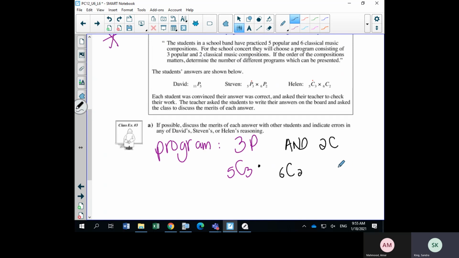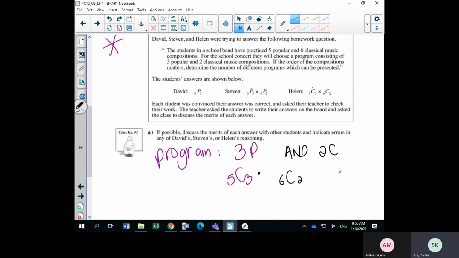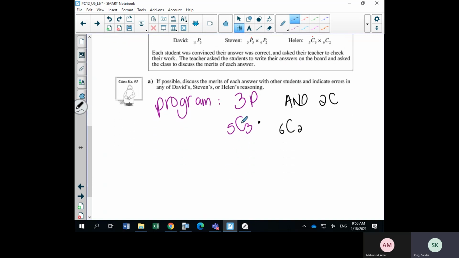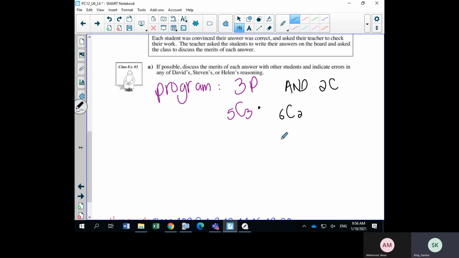But then what it says, as Olivia was saying, is if the order of the composition matters. So this is how we choose how many popular songs, and this is how we choose how many classical songs. Then from the 5 songs that we have, it matters which we're going to play first, second, third, fourth, or fifth. So then they're saying order matters.